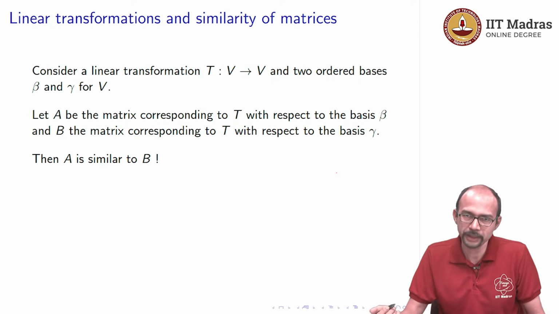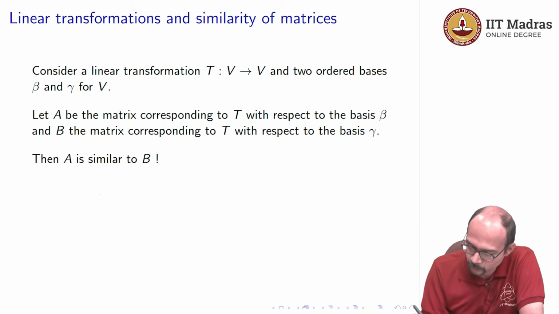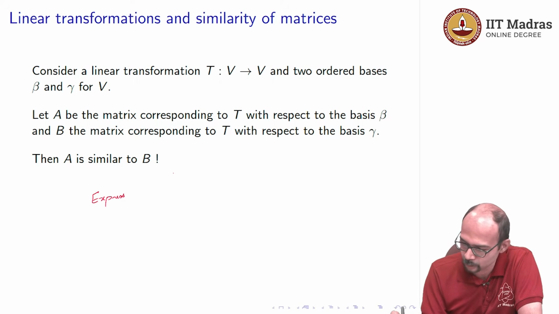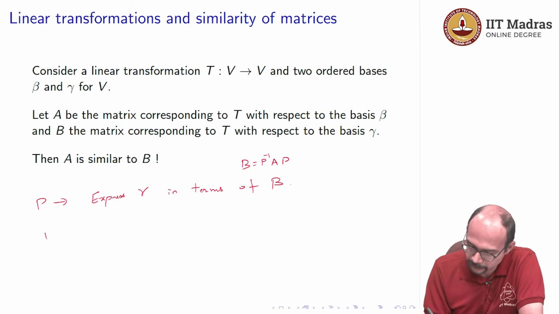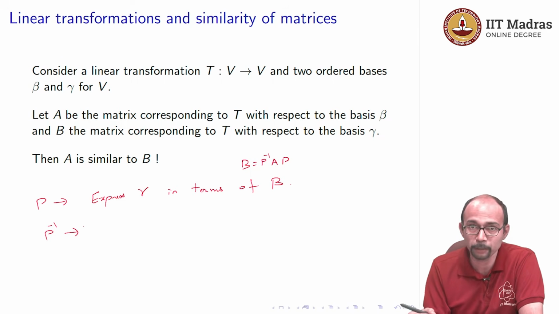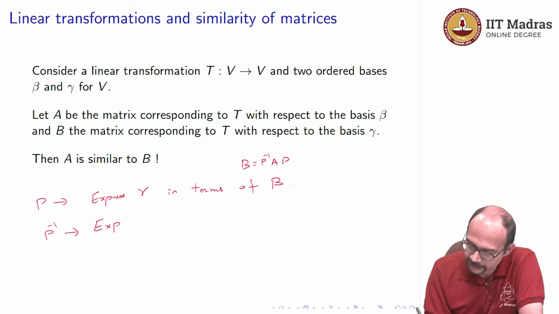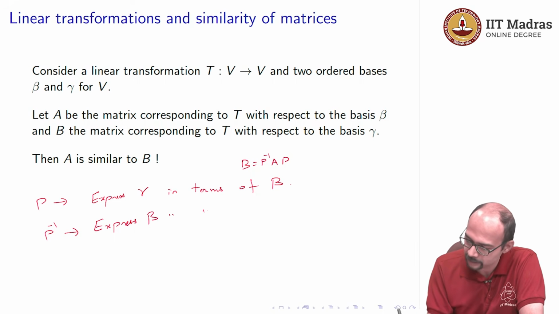So, that means I have to produce P. How do I produce P? We want that B is P inverse AP. So, for P you express gamma in terms of beta, and P inverse you can get from P by inverting, or you can get it from B by expressing beta in terms of gamma.